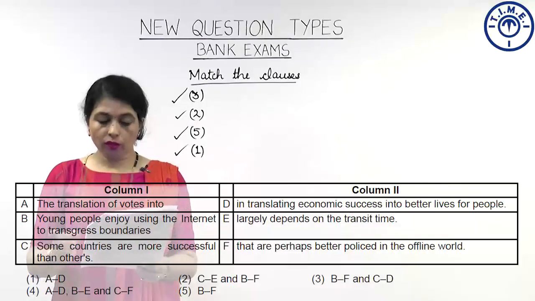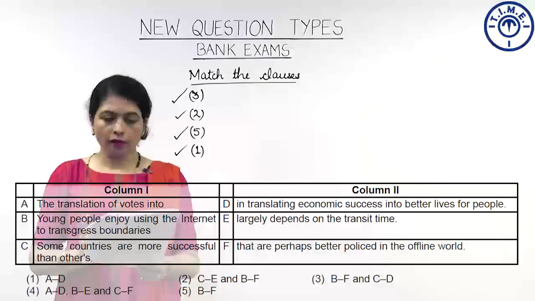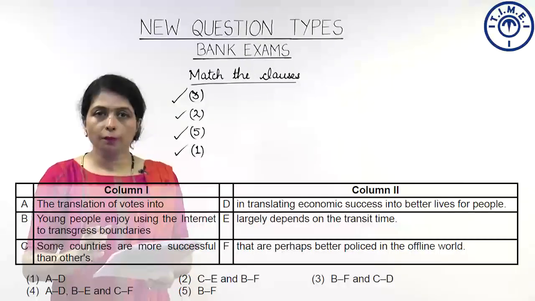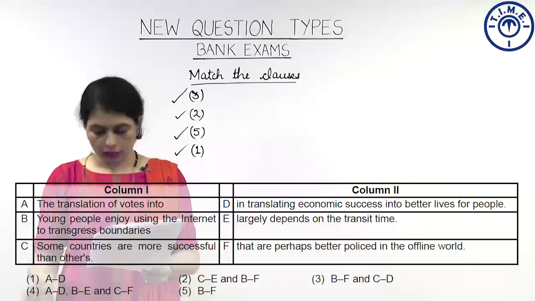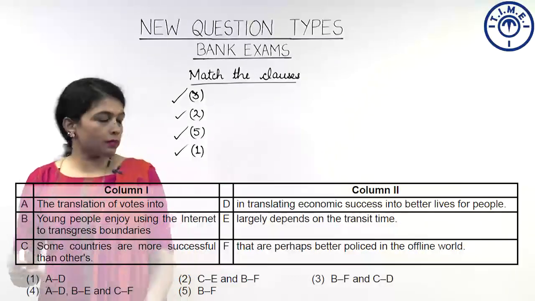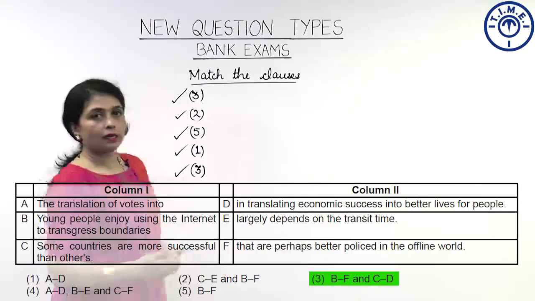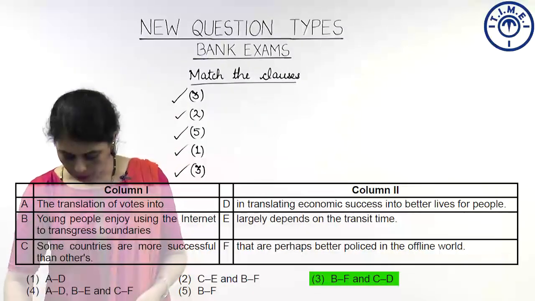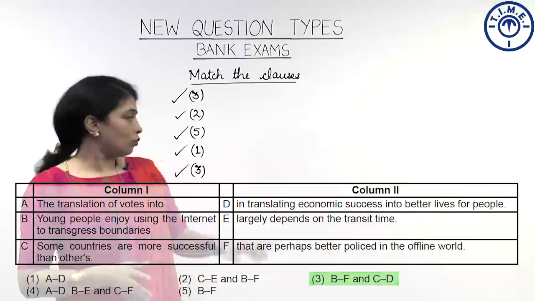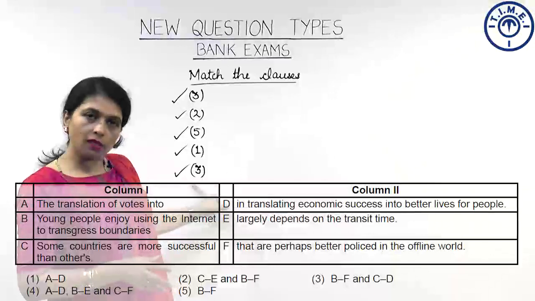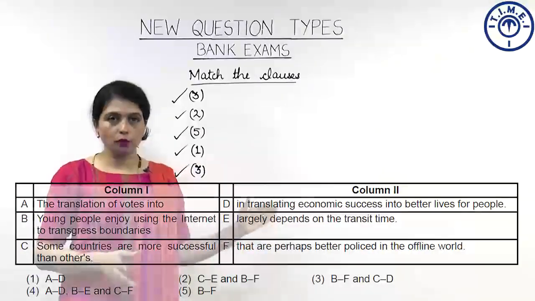Fine. So we understood A could not be paired with any of D, E and F. We successfully paired B with F and C with D. Which option has this set of pairs? Well, it is option 3, which has B and F and C and D. So we mark option 3 as the answer. On the screen, this option has been highlighted for you. Please take a look again.